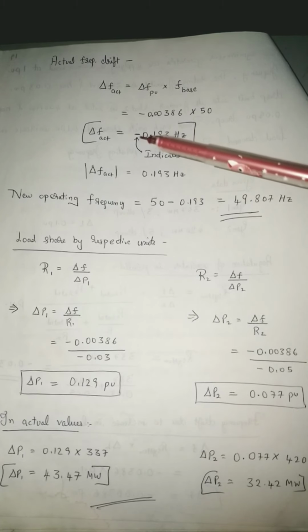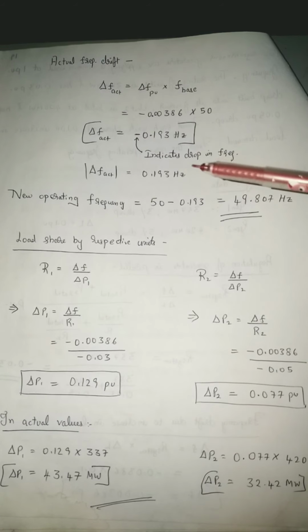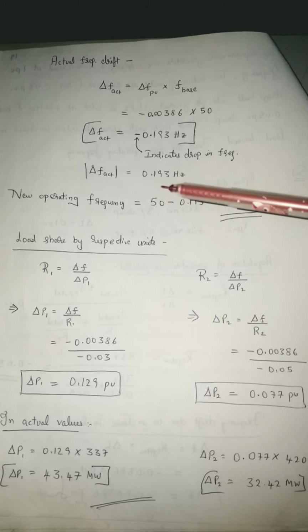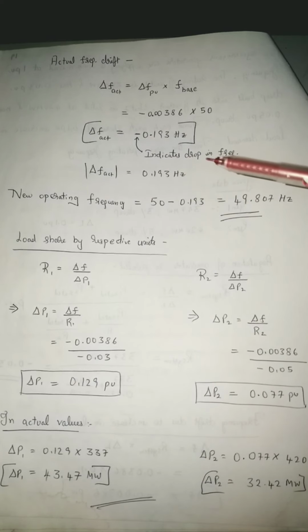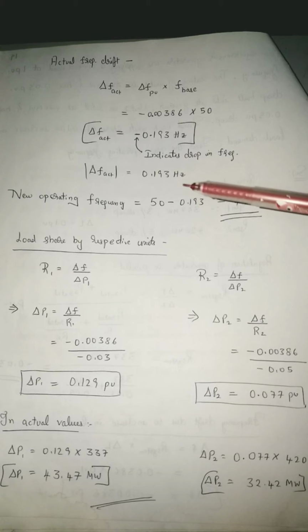You are having a negative sign here. That does not mean frequency is negative. It indicates that there is a drop in frequency. Logically speaking, you should always take the magnitude of frequency, which is 0.193 Hertz. This negative sign indicates drop in frequency. So because of this 0.1 per unit increase in demand, there is a drop in frequency by 0.193 Hertz.